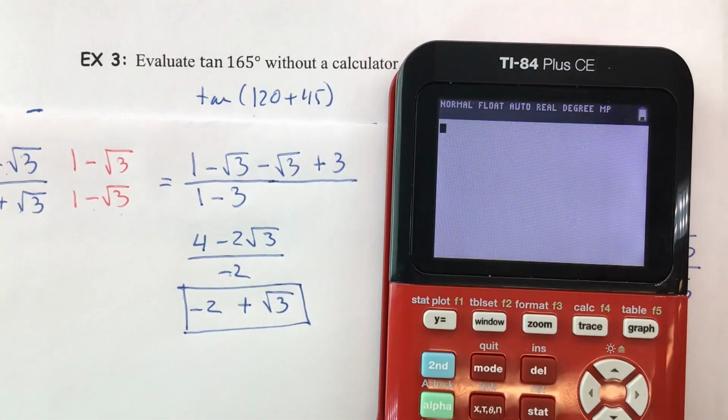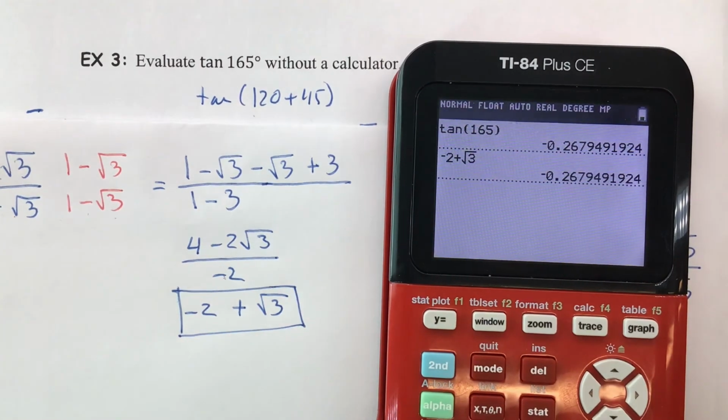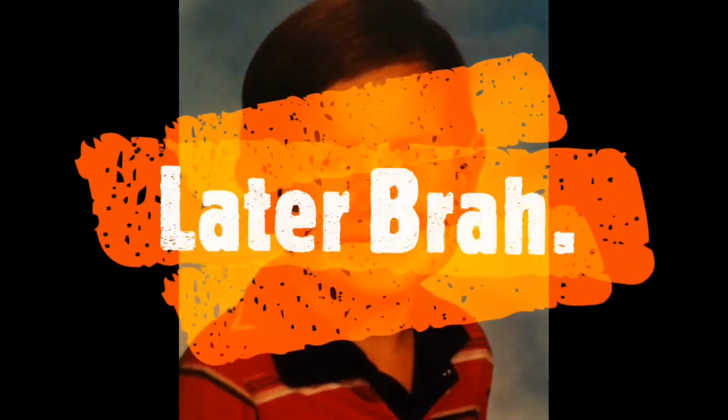All right, so let's check it out. Tangent 165 set in degrees gives me that value. The claim is it's gonna be this. All right, negative 2 plus the square root of 3 is equal to the same thing. Wait, what?